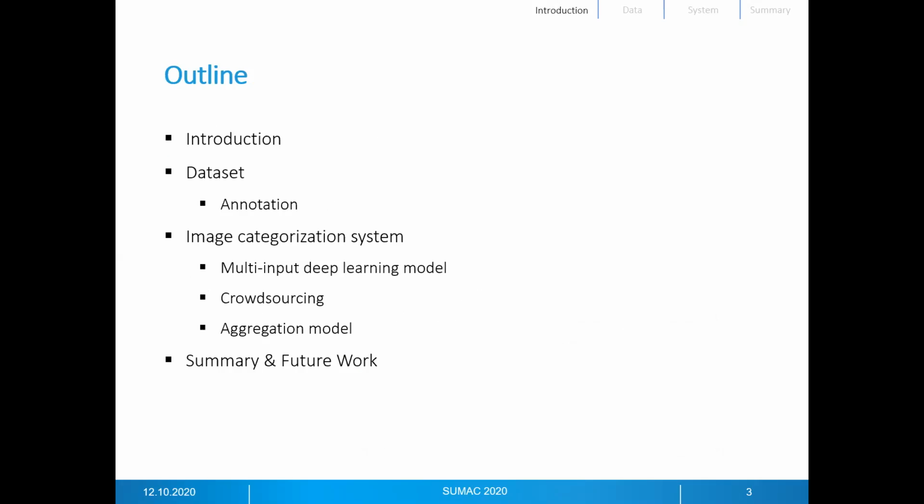The outline of this presentation is as follows. I will introduce the idea behind this image categorization task and the expected goals, and later describe the dataset. Then I will present the proposed hybrid human-machine image categorization approach by describing individually the deep learning method, crowdsourcing, and the hybrid framework. Finally, I will summarize the presentation and list the future work.